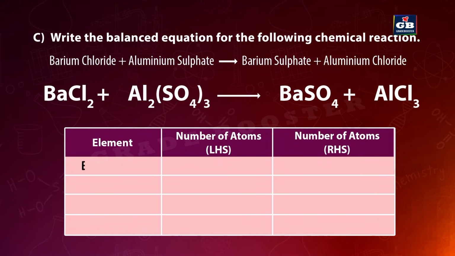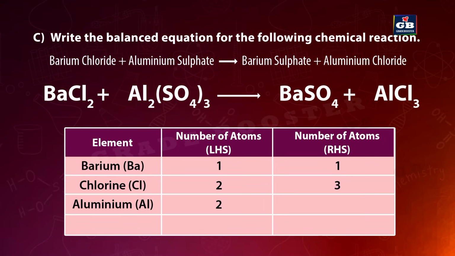Barium, number of atoms on left hand side 1, number of atoms on right hand side 1. So the barium is balanced on both sides. Next chlorine, number of atoms on left hand side 2 and right hand side 3. Aluminum, number of atoms on left hand side 2 and number of atoms on right hand side 1. Sulfate, left hand side 3 and right hand side 1. Let's start balancing with the compound that contains the most atoms, that is aluminum sulfate.